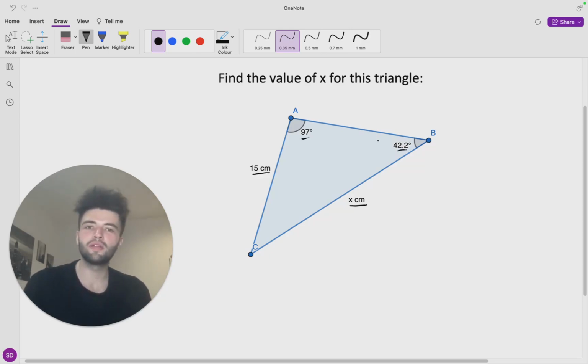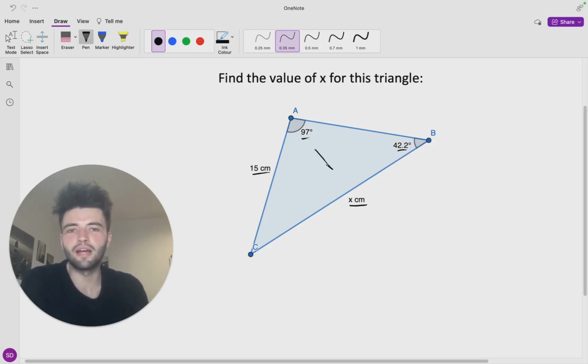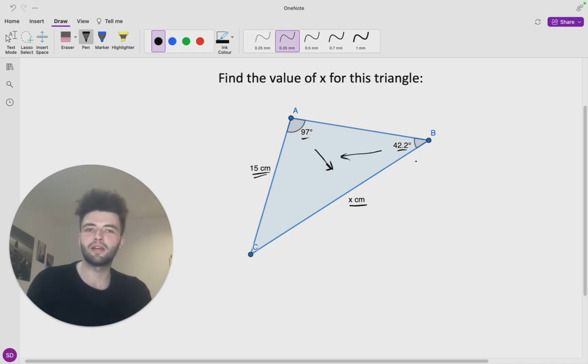And so what I would do now is identify which of our trig formulas we can use to find x here. Because we have an angle and the side opposite that angle is what we're looking for, which is x centimeters, we should always be asking ourselves, do we have another angle and a side opposite that other angle? And we actually do, because if we look across from this 42.2 degrees, we see that it is opposite the side which is 15 centimeters long. So this means we're working with angles on opposite sides, and therefore what we're going to be using is the sine rule.